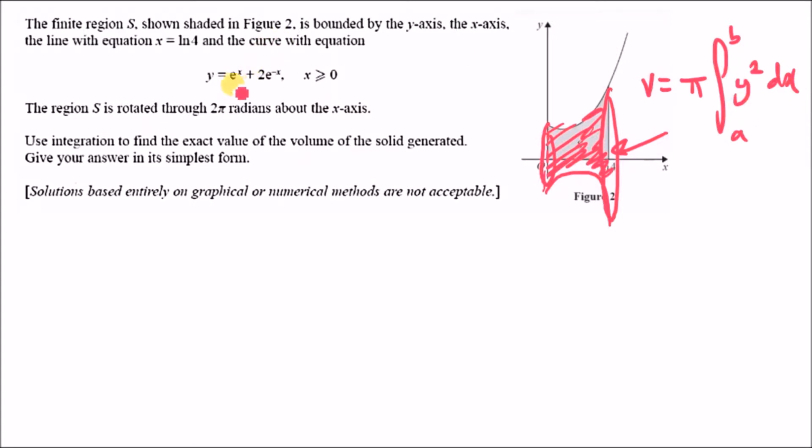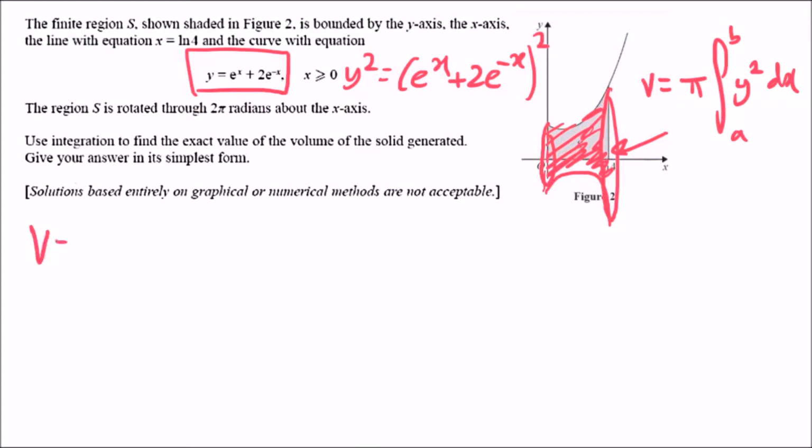Replace y squared with the equation. If y equals e to the power x plus 2e to the negative x, y squared is just the same equation squared. So just copy it out and expand like you do for quadratic problems, using the double bracket method. Let me write it down. We can say the volume is pi times the integral from 0 to ln 4, and these are the values of x.